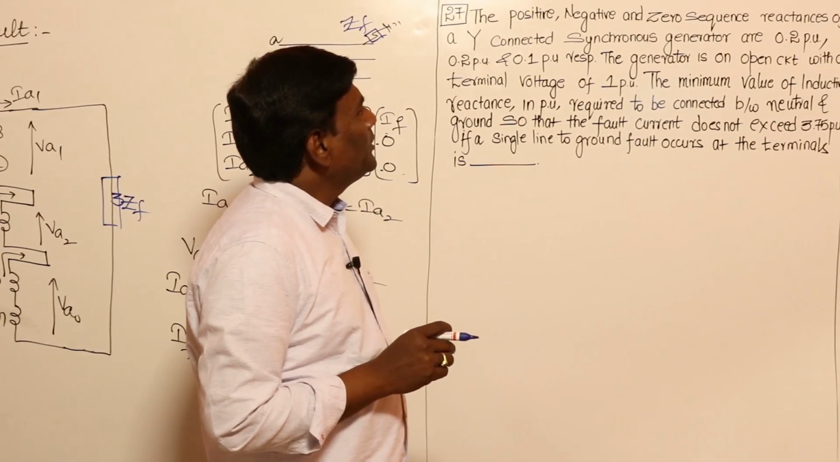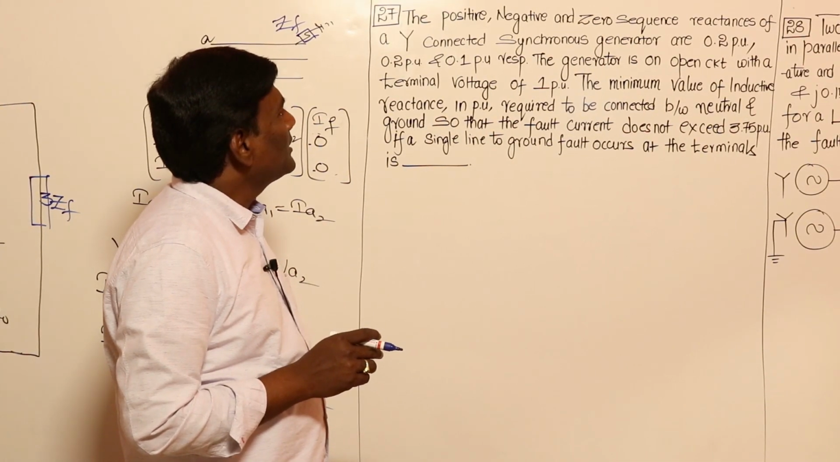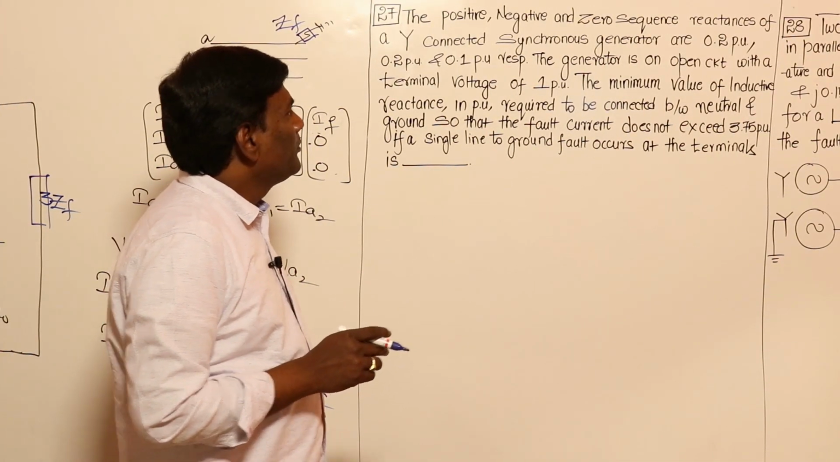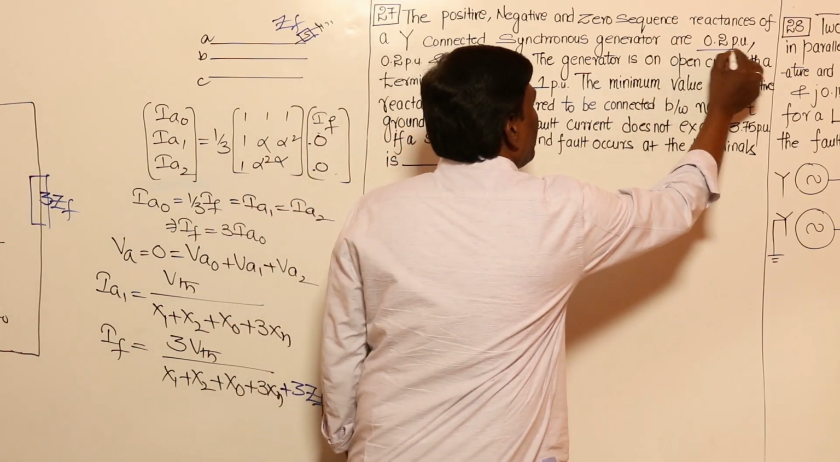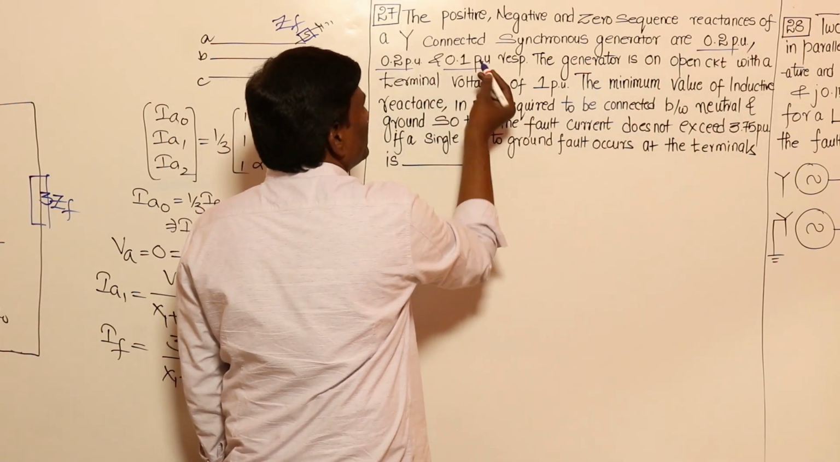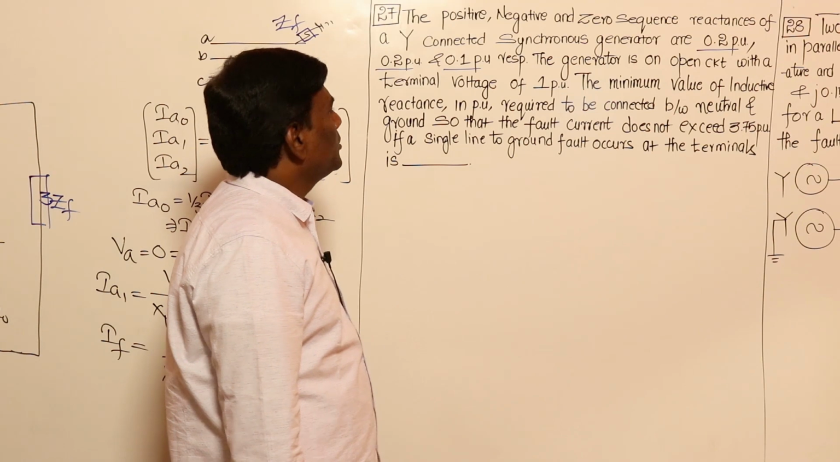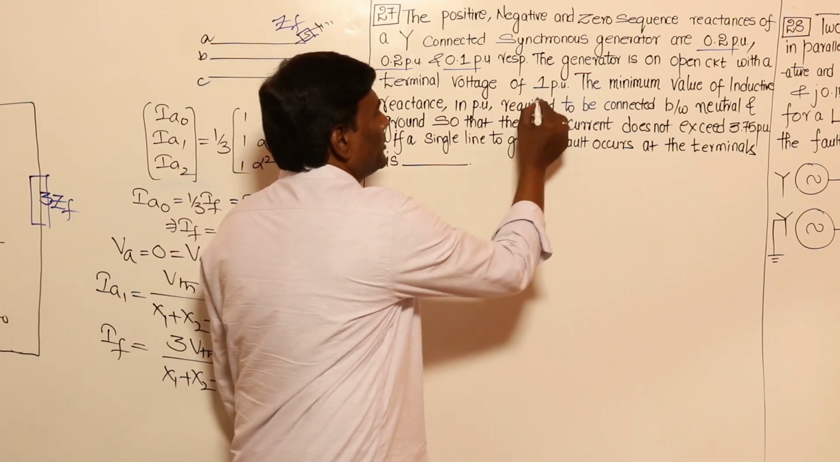Now let us come back to some problems. The positive, negative, zero sequence reactances of a star connected synchronous generator are 0.2, 0.2, 0.1. The generator is open circuit with a terminal voltage of 1 per unit.